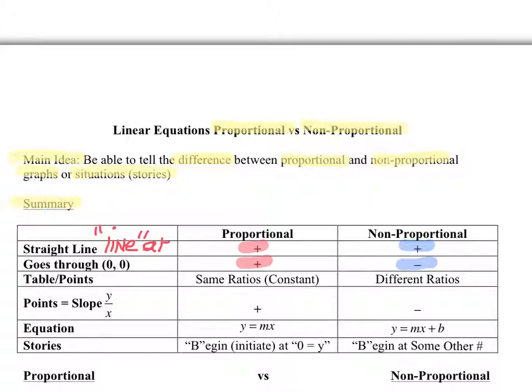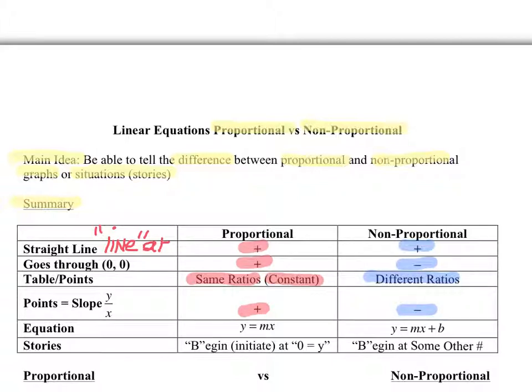If we look at the table and the points in the table, proportional graphs have the same ratios. In other words, they have a constant ratio that doesn't change. And the non-proportional graph will all have different ratios between the points on the table. Interestingly, on the proportional graph, if you put the points y over x, it gives you the slope. And this is not true on the non-proportional graph.